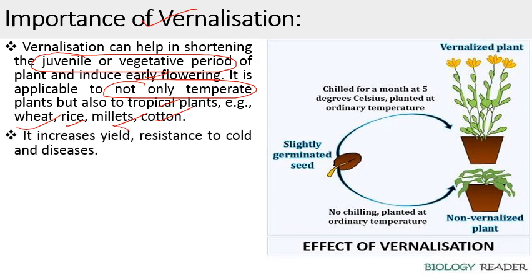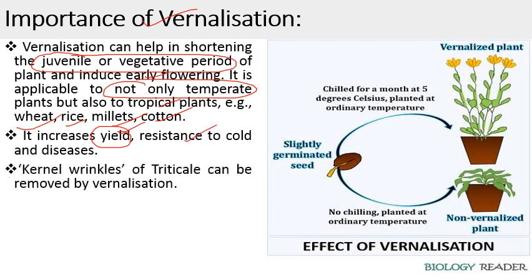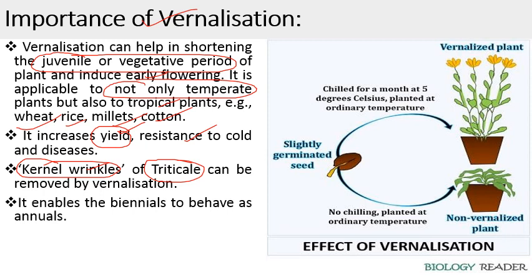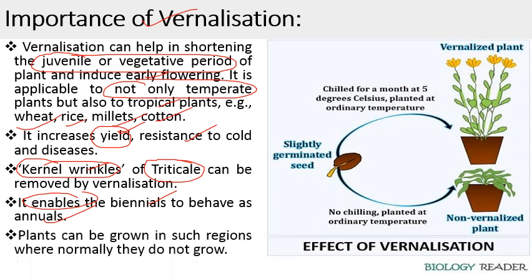Then it increases yield. ये जो production है उसको increase करता है, and it also develops resistance against many diseases and cold. Then it removes kernel wrinkles. जो seeds हैं उनके wrinkles को remove करता है in case of cereals. It also enables biennials to behave as annuals. जो biennial plants हैं अगर उनको vernalize किया जाए, so they can behave as annual plants. Plants can be grown in such regions where they normally do not grow after providing them low temperature.